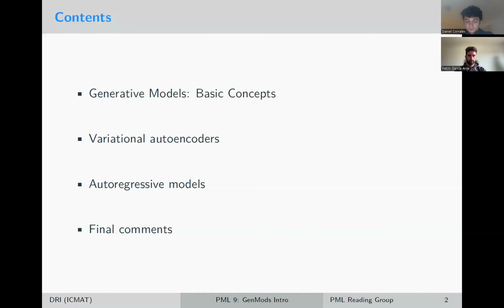The plan is to provide a bunch of basic concepts and ideas that will be used in the next 3 or 4 days. Then I shall explore a bit on what are variational autoencoders, then a little bit about autoregressive models, and then some final comments. That's the plan for today.